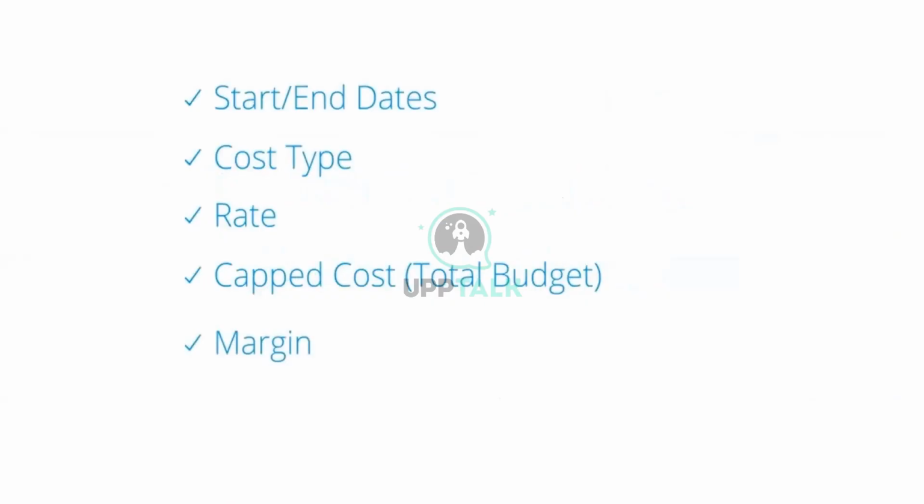What are the things that are compared? Start and end dates, because start and end dates will tell us the period for which we want to see the plan versus actual data. What is the cost type, such as CPV, CPC, CPM? What is the rate? What was the plan rate, and what is the actual rate at which it got delivered? That gives us the recalculated cost.